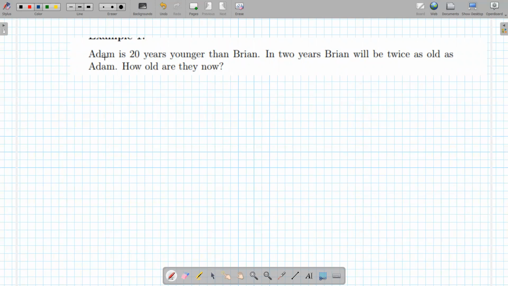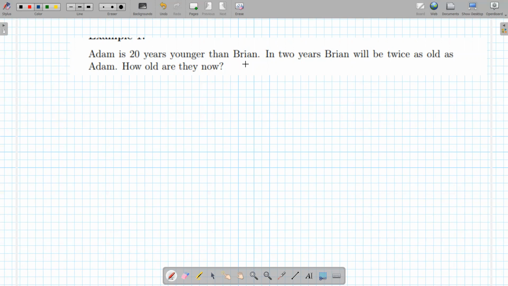So there's two people. There's Adam, there's Brian. Adam is 20 years younger than Brian. In 2 years, Brian will be twice as old as Adam. How old are they now? What's your x? There's no y here because you can write Adam's age in terms of Brian's. You can write one in terms of the other, so you don't really need a y.